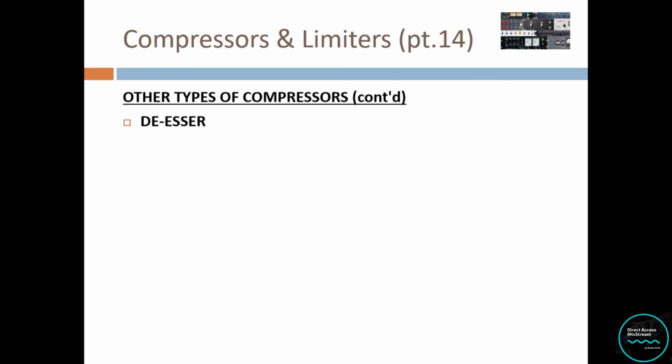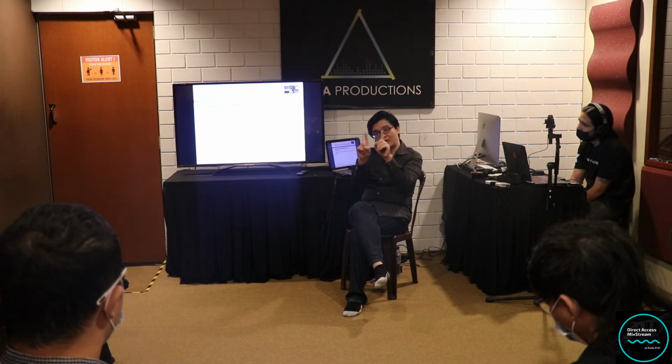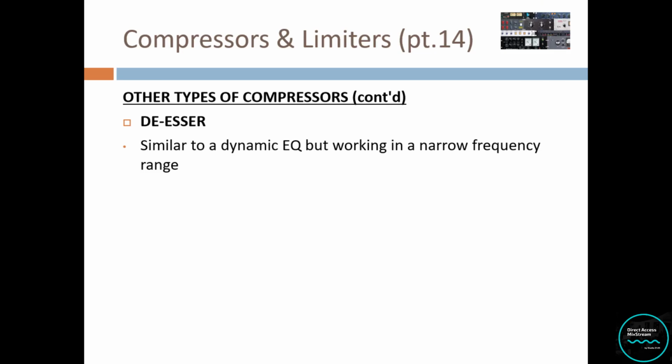Okay, moving on. Other types of compressors. One common one that we will always be using is called the de-esser. You know what a de-esser is? Especially when we're talking with a lot of S. A de-esser is actually similar to a dynamic EQ. It's similar to a multiband. You can take a dynamic EQ or a multiband compressor, let's say the same C4 multiband, and just narrow the band to the frequency where all these S's happen, all the sibilants we call it. So it's similar, but working in a much narrower frequency range.